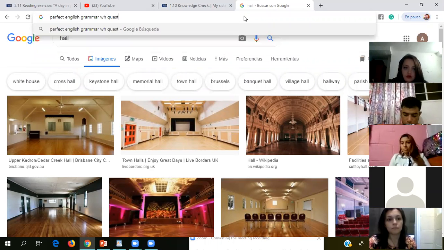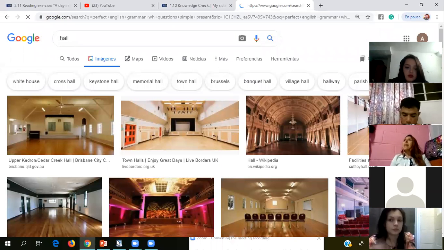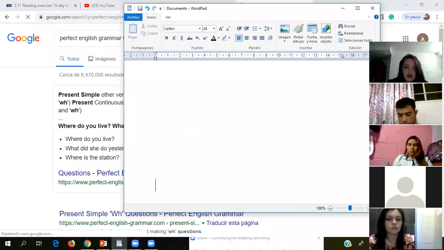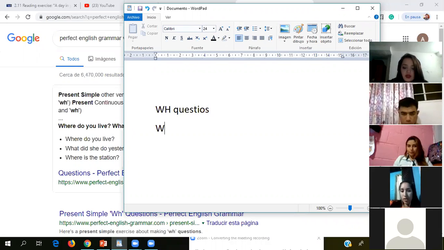Which question? Simple present. The most important thing, guys, is the structure, okay? What is the structure of WH questions? ¿Cuál es la estructura? What's the structure? WH plus do plus subject. Esto es lo más importante, okay? Todos estos sí tienen que tenerlo en el cuaderno porque eso vamos a practicar.